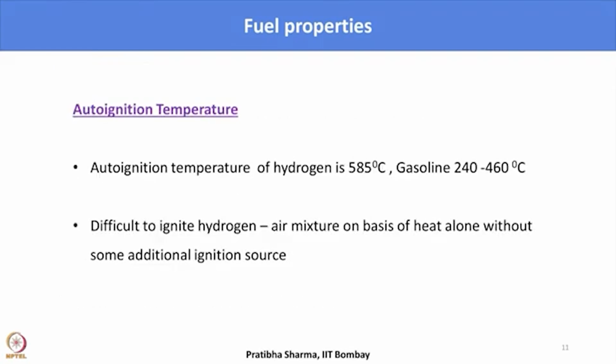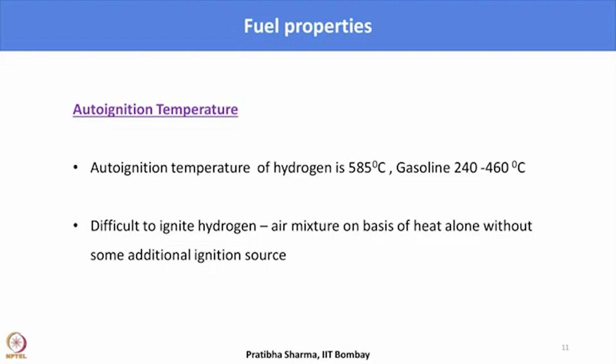Auto ignition temperature is defined as the minimum temperature required to initiate self sustained combustion in a combustible fuel mixture in the absence of any external ignition. For hydrogen, this auto ignition temperature is 585 degrees centigrade. However, for gasoline it lies in the range of 240 to 460 degrees centigrade.